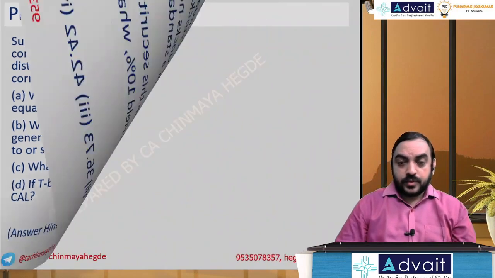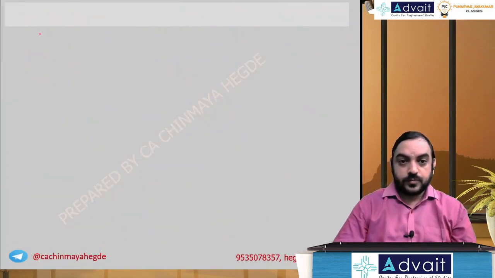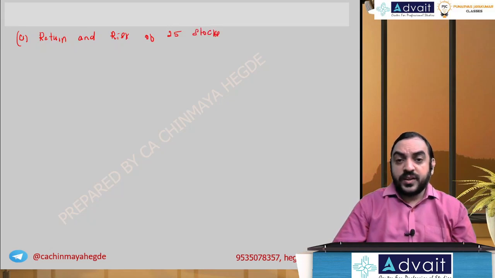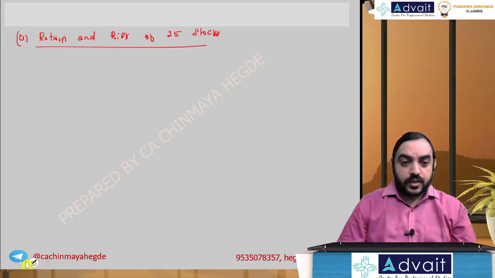Expected return. Okay. Expected return and risk of a portfolio with 25 stocks. Okay.